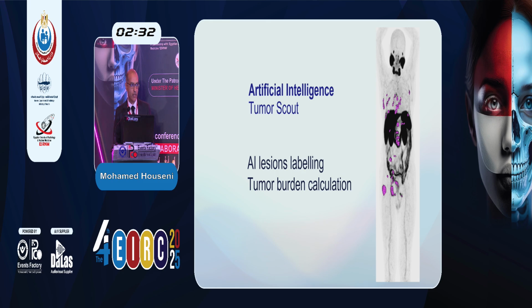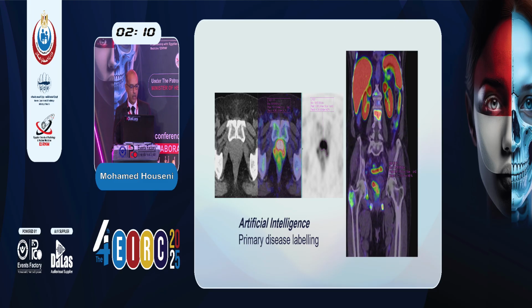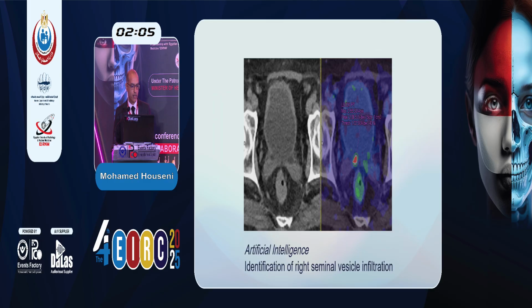So these are new tools that are already available in Egypt, and we are using them. Artificial intelligence highlights the tumor, and with this tool you can highlight all the sites of the disease and calculate the tumor burden. We are using it for response to therapy. Also, we can label the primary site of the disease, and in this case, the artificial intelligence labeled the small involvement of the right seminal vesicle.